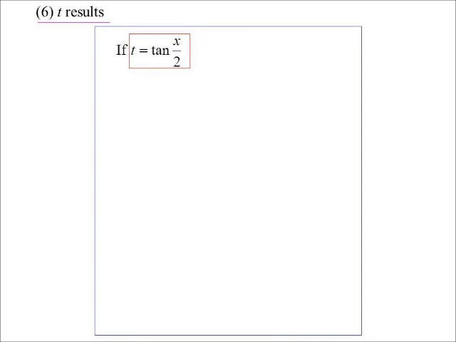So remember, if t represents tan x on 2, then sin x is 2t on 1 plus t squared, and cos x is 1 minus t squared on 1 plus t squared. Tan x, of course, is 2t on 1 minus t squared, but we don't tend to use that. It's the sine and the cosine ones we tend to use in these questions.